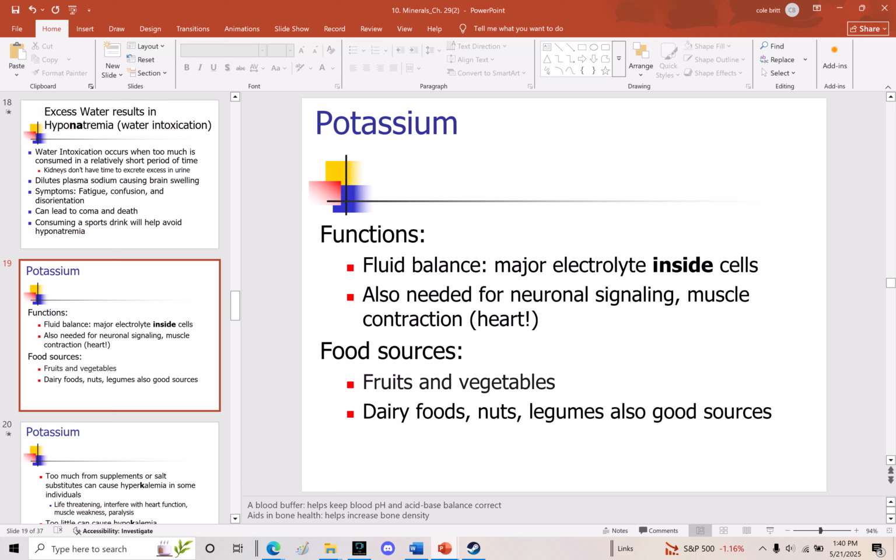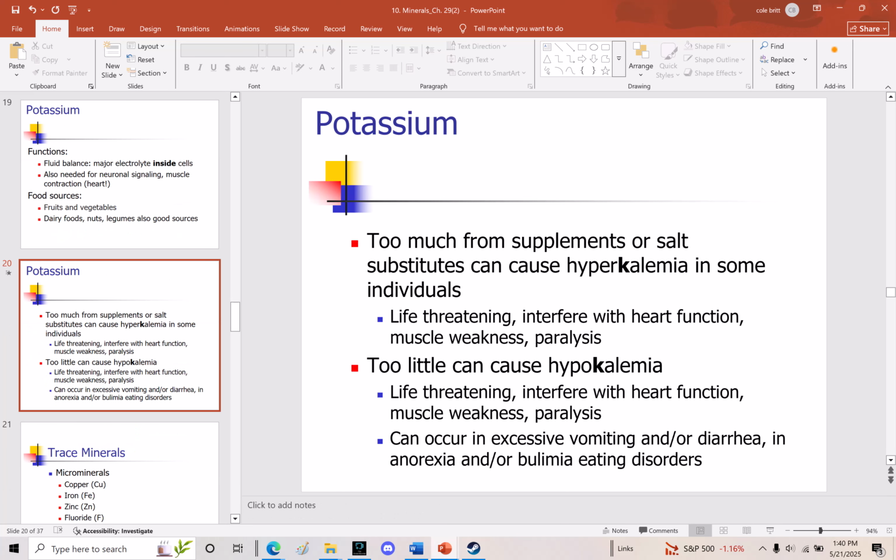So potassium, K. So K is potassium. Hyperkalemia versus hypokalemia. Both of them are life-threatening, and both of them are going to mess with heart function. So too much or too little potassium, that is something the nurses and physicians in the hospital are really watching. Potassium levels are kind of the major electrolyte because that will affect your heart.